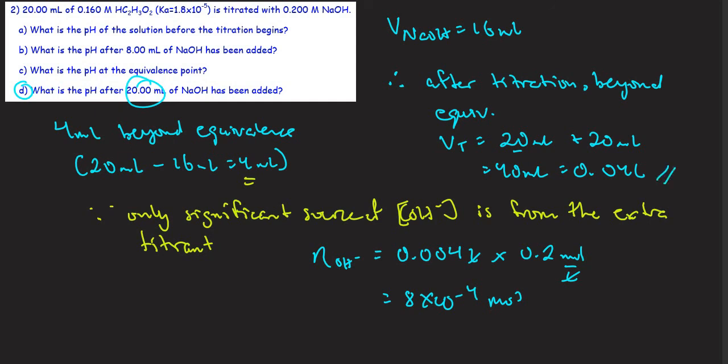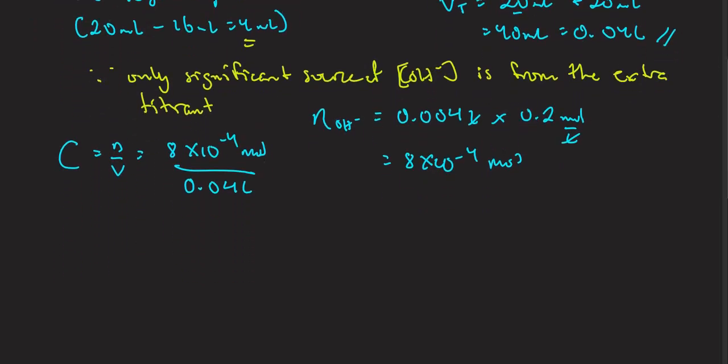Remember, though, that you have a new volume, which gives you a new concentration. We know that concentration is moles divided by volume. We have figured that we have 8 times 10 to the negative 4 moles of hydroxide with a new volume of 0.04 liters. We divide these two for the new concentration and we get 0.02 moles per liter. Okay, this is the concentration of hydroxide.